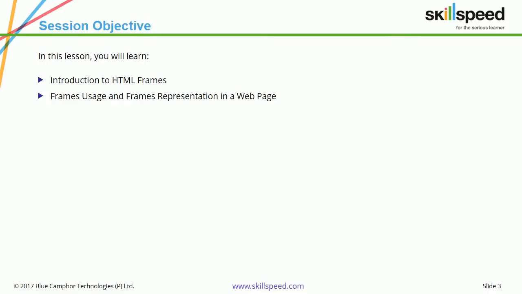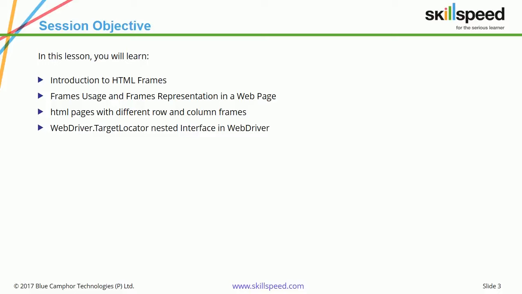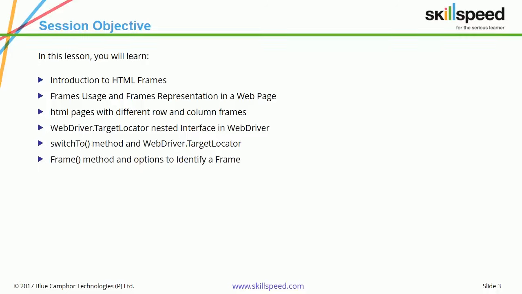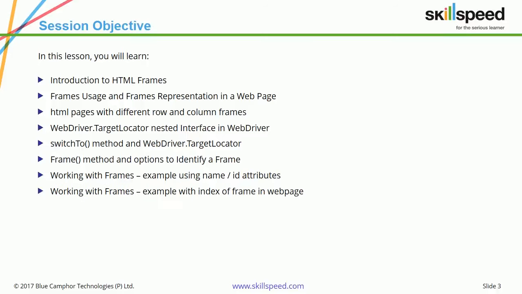a frame in a web page, HTML pages with different row and column frames, the WebDriver.TargetLocator nested interface in the WebDriver interface, the switchTo method and the WebDriver.TargetLocator interface's frame method and the options to identify a frame, working with frames example using name or ID attributes, working with frames example with index of frame in the web page, and finally change of frame structure and tag in the HTML file.